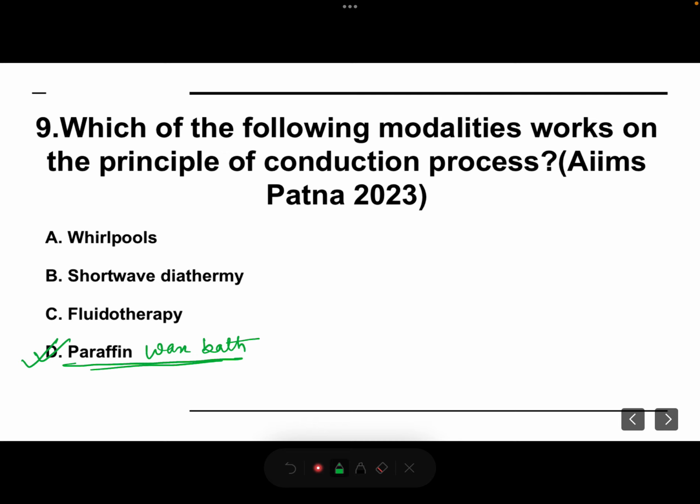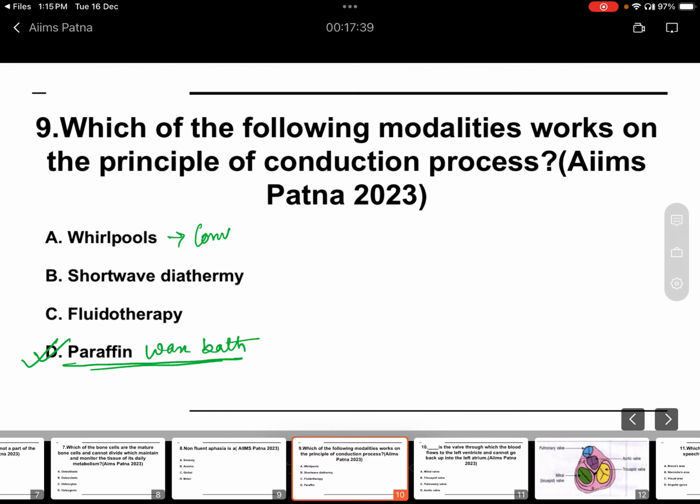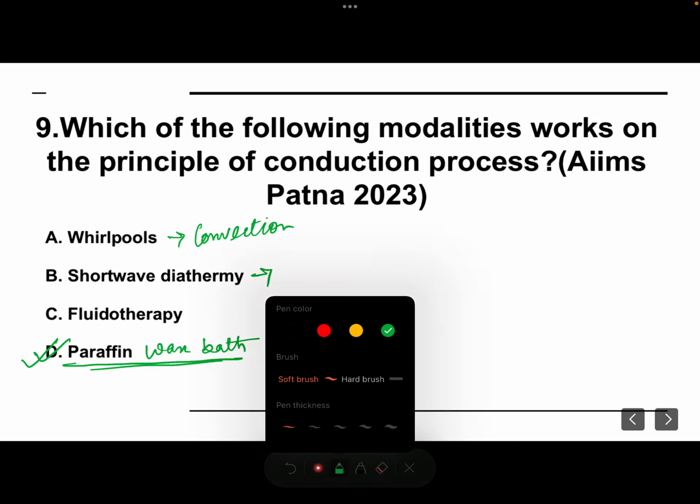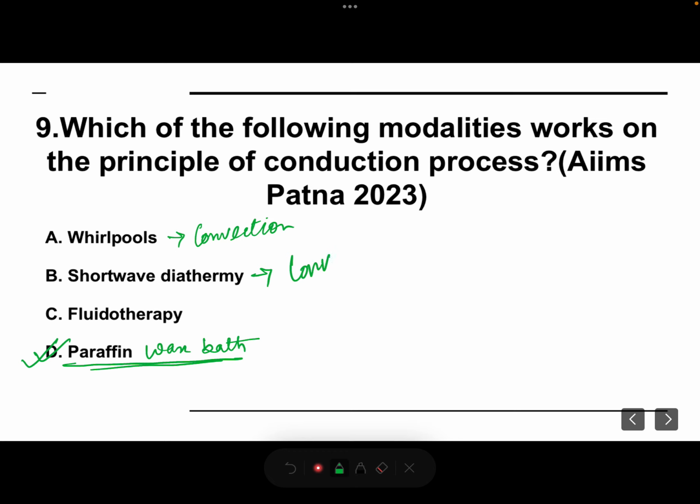Because the other options: whirlpool is basically convection. Shortwave is conversion. And fluidotherapy is convection.